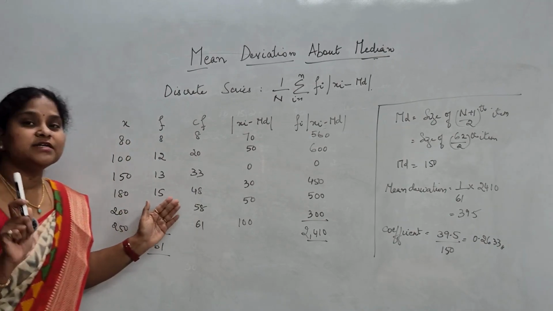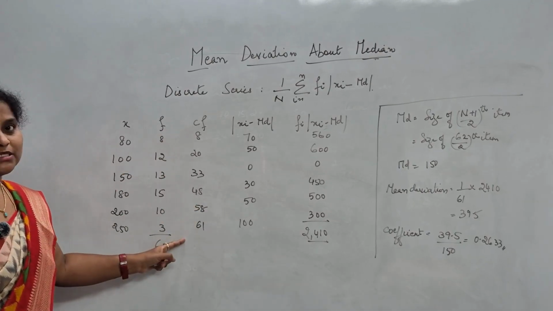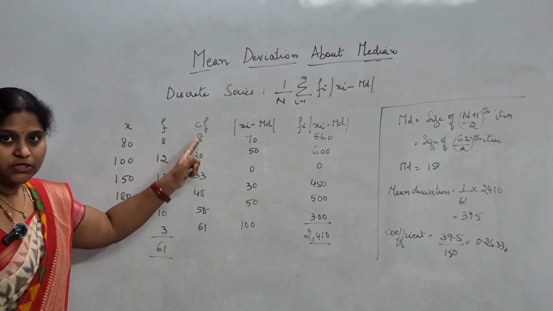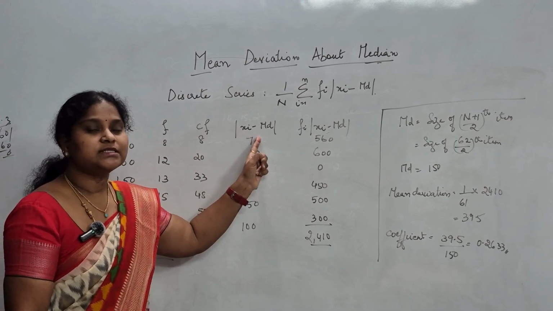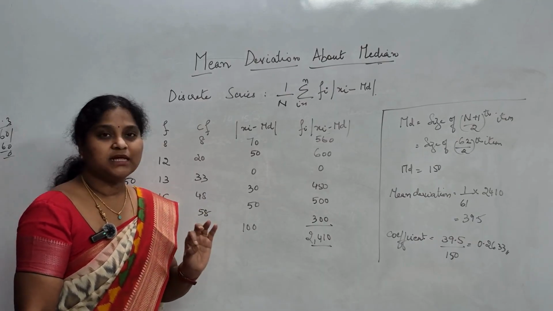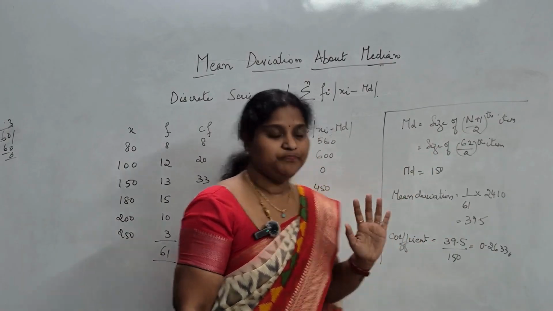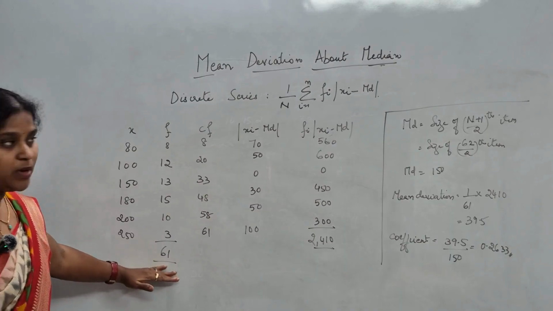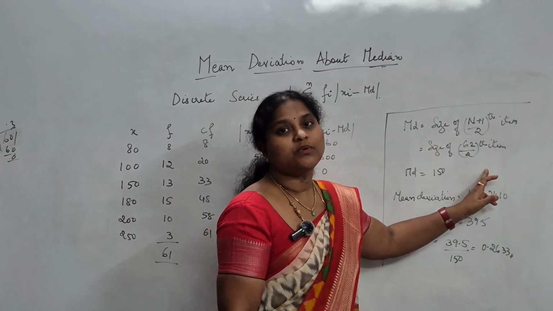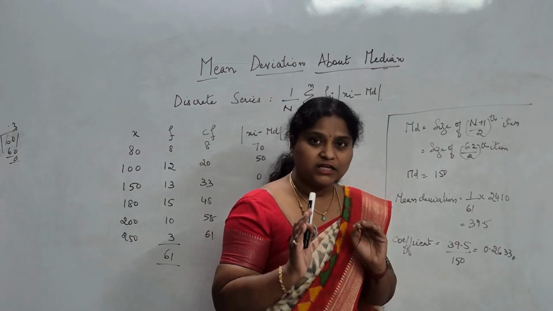To find the median first, we need the cumulative frequencies. So I find the cumulative frequencies of the given data: 8, 8 plus 12 is 20, 20 plus 13 is 33, and so on. Now to calculate mod xi minus median, first we need to find the median. Median in case of discrete series is nothing but the size of (n plus 1) by 2th item, where n is equal to sigma fi. Our sigma fi value is equal to 61. So on substitution, we have size of (61 plus 1) by 2th item, that is 62 by 2, which is the 31st item.